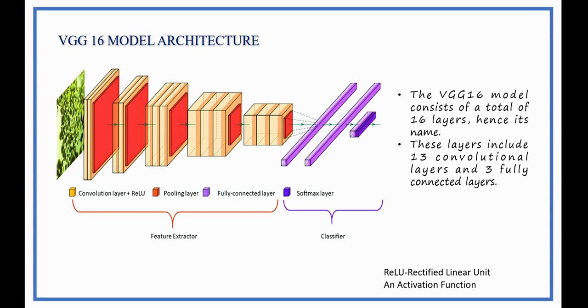4096 neurons each. The final fully connected layer has a number of neurons equal to the number of classes in our dataset, which has 15 classes, so it has 15 neurons. And the output layer uses a softmax activation function to output probabilities for each class. The class with the highest probability is the predicted label.